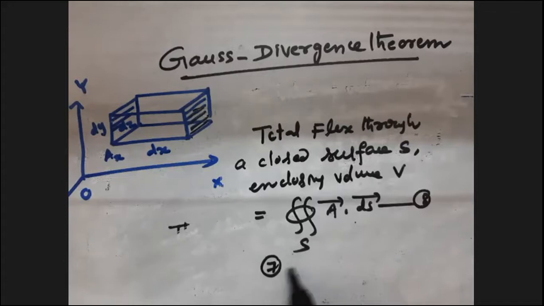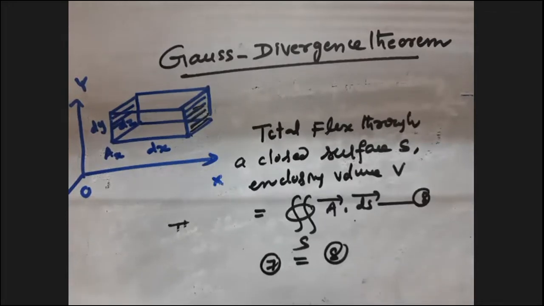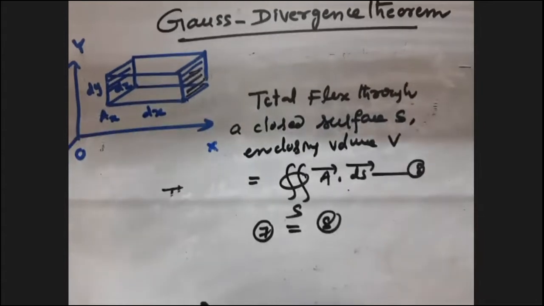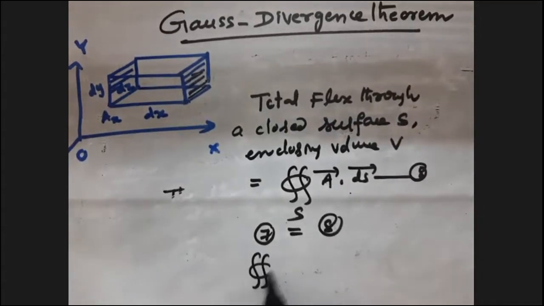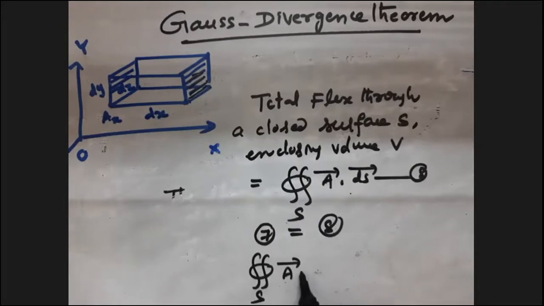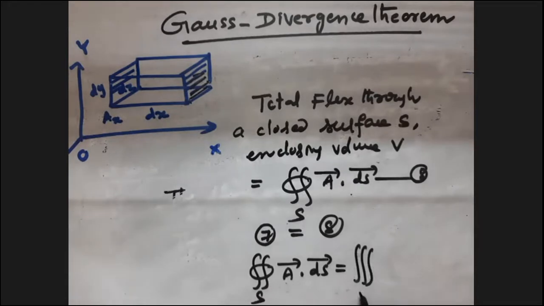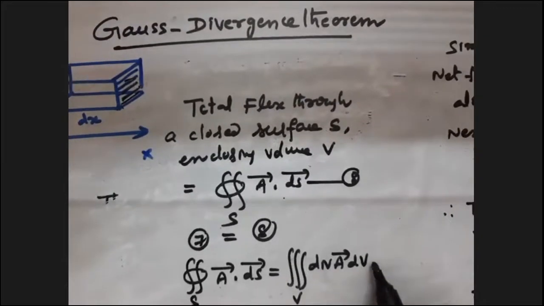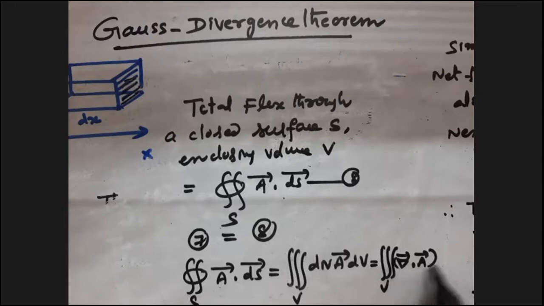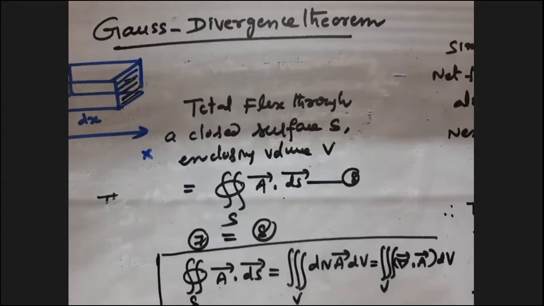So since equation 7 is equal to 8, therefore, conclusion, we can write the surface integral A bar dot dS bar is equal to the volume integral divergence of A bar dV, or that equals the volume integral del bar dot A bar dV. Okay. Hence, the Gauss divergence theorem is proved.